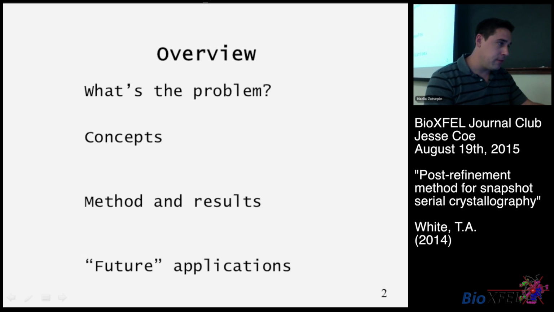So to start off, kind of briefly, what I'm going to go over is what's the problem, what's the point of the content of this paper. Then I'll go over some of the concepts that arise in it. Some of them I wasn't familiar with, so I'll follow that with kind of the meat and potatoes, the methods and results that were discussed within the paper, and I'll finish up with future applications, so kind of where is this going moving forward.